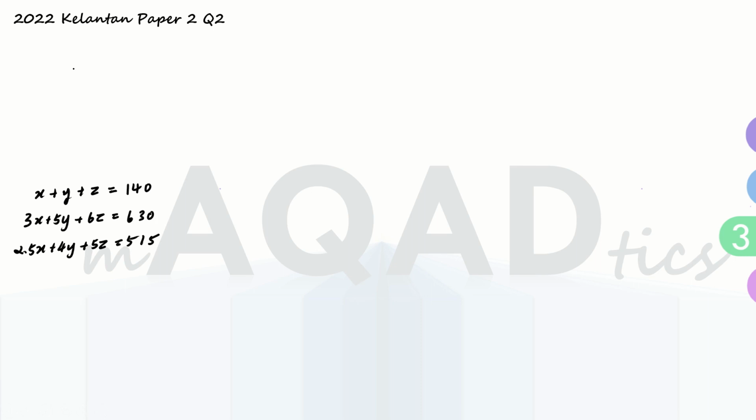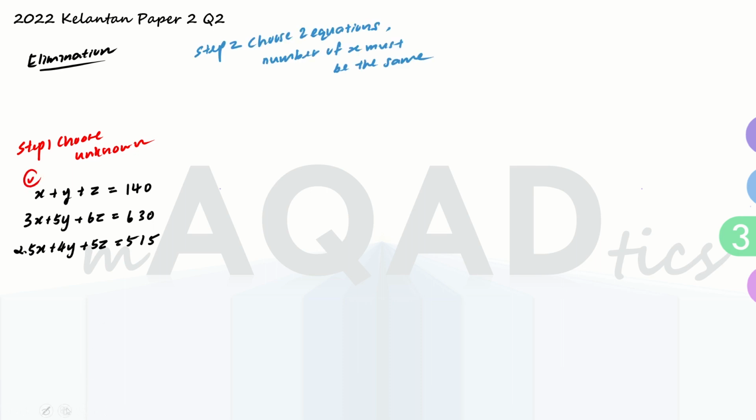So to solve them, we can use a way which is elimination, which helps us to eliminate the unknowns one by one and to find the answer of the last unknown. Then we can use back the answer to find back the previous unknowns. And the first step is to choose an unknown to eliminate. So let's say we choose x. Step 2 is to choose 2 equations first, make sure the number of x is the same. So let's say we choose these 2 equations.